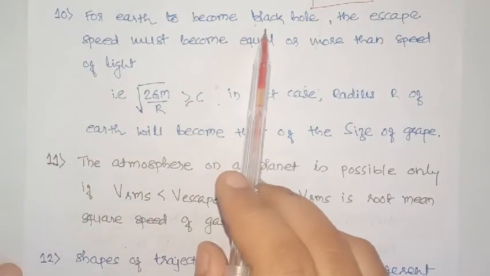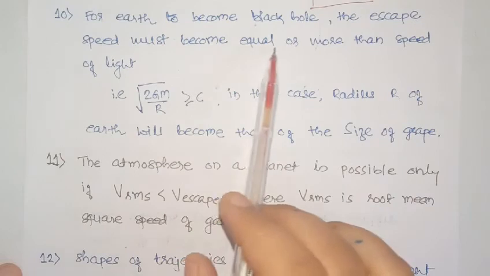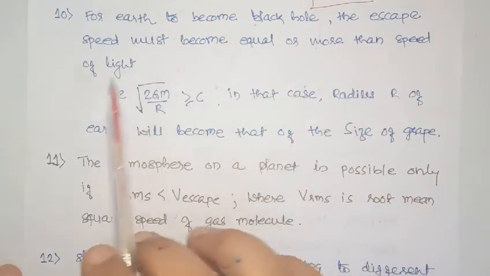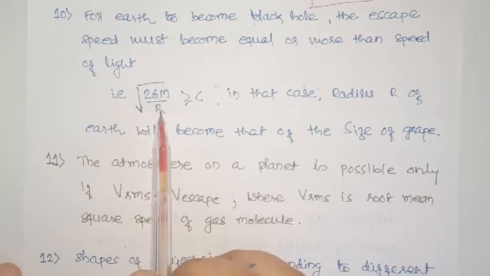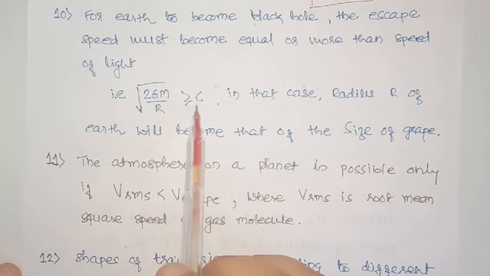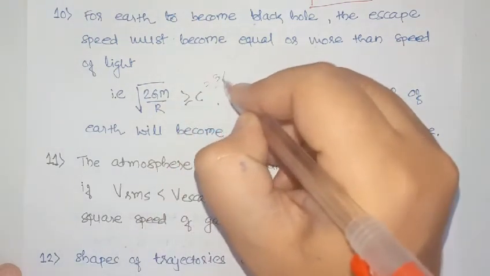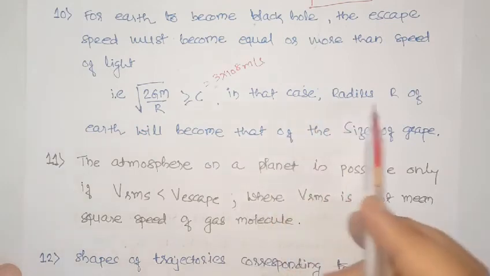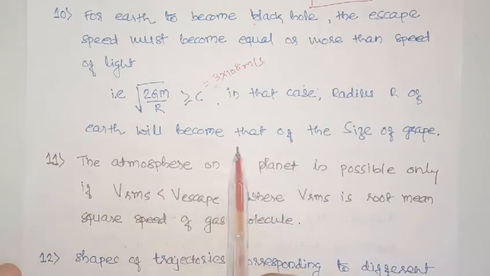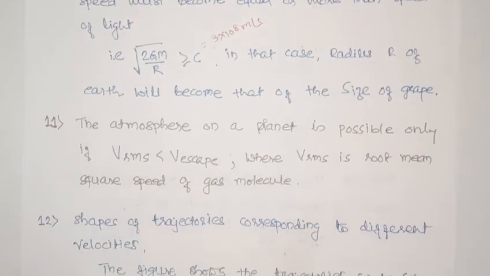For Earth to become a black hole, the escape speed must become equal to or more than the speed of light. That is, under root 2GM upon R should be greater than or equal to c, where c is the speed of light, that is equal to 3 into 10 power 8 meter per second. In that case, the radius of Earth will become about the size of a grape.